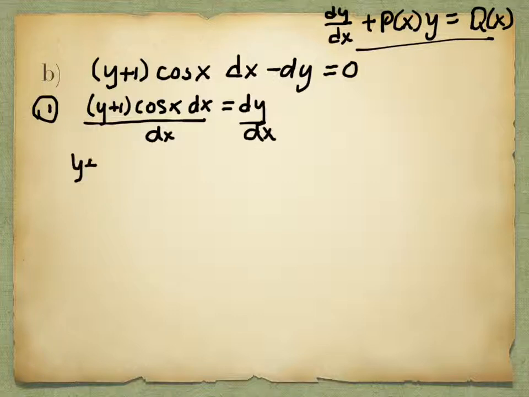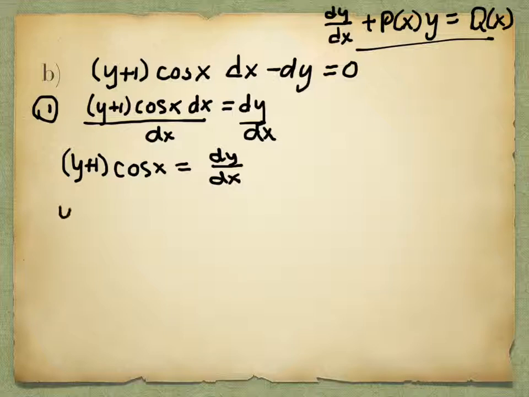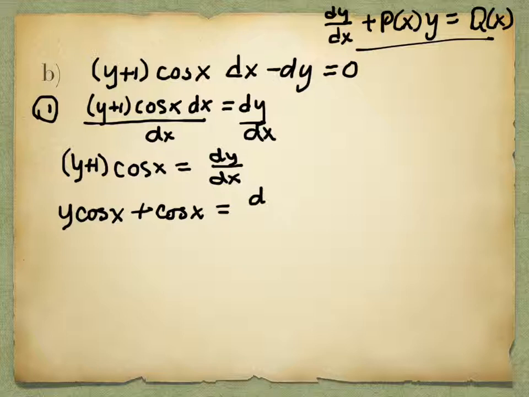Okay, so now I have 1 plus y, or y plus 1, times cosine of x equals dy dx. Okay, now what? Yeah, we could do that. So I can have y cosine x plus cosine of x equals dy dx. We're getting close. Now what?